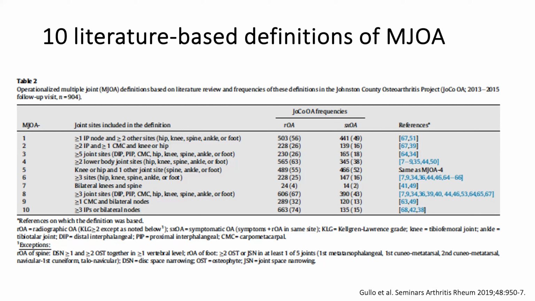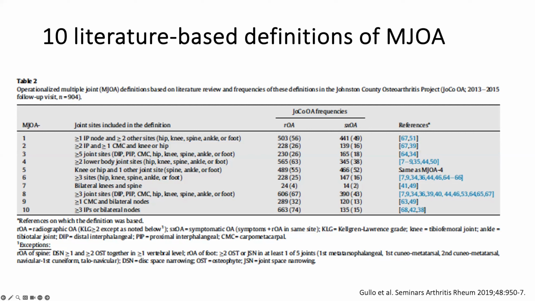And a lot of these were, again, hand and a large joint, more than a certain number of joints, more than 2, more than 3, more than 5, nodal changes in the hands and another joint, these kinds of things. And so we looked at all of those 10 definitions that we pulled from the literature in the Johnston County population in a cross-sectional way to assess how common those definitions were within our population-based study.